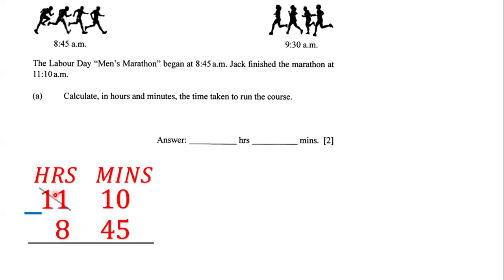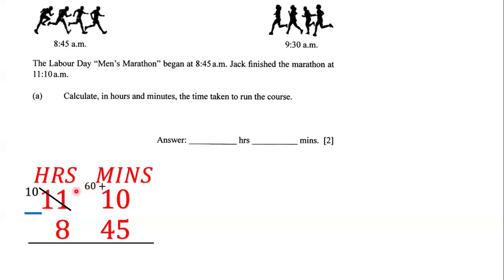whole hour. If we take away 1 hour from 11, that gives us 10. And so on the minute side, we gain an hour, because we borrowed an hour from the hour side. But 1 hour is 60 minutes. So we borrowed a whole hour and brought it over to the minute side, and that's why we have 60 right here.